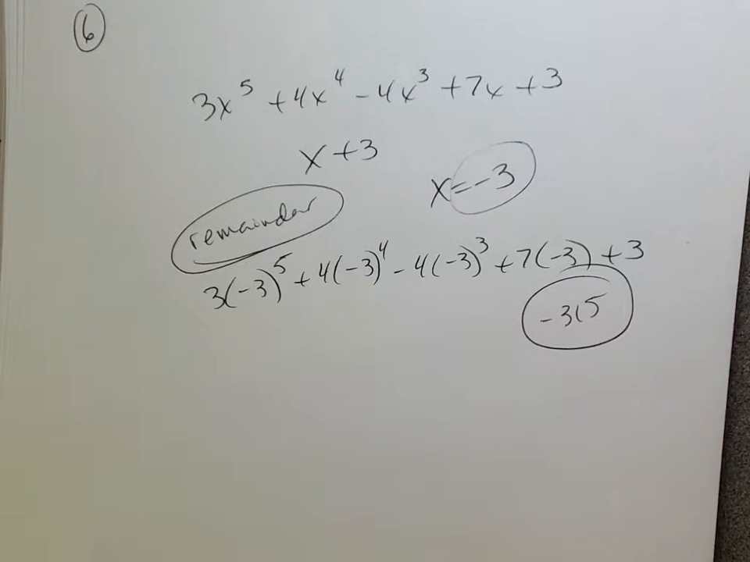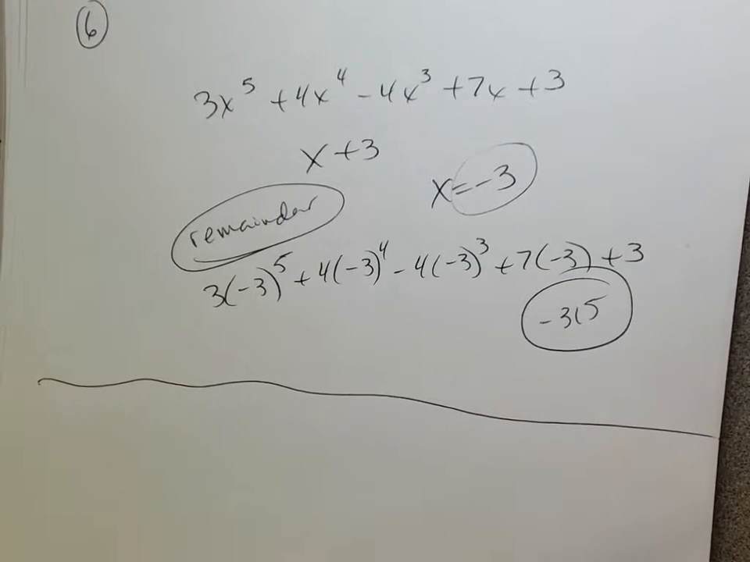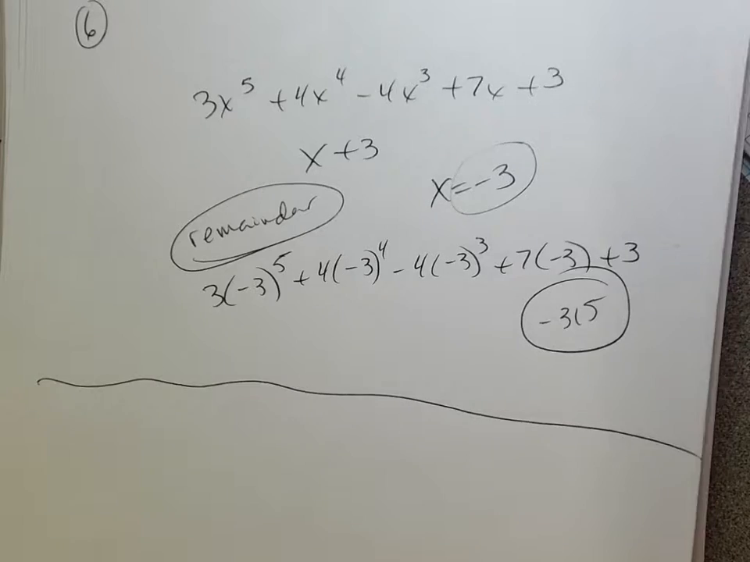All right, 7 and 8. These are the ones you're not going to like because you're going to have to do the F word. We're going to have to factor, okay? You got it? All right, here we go. Number 7.